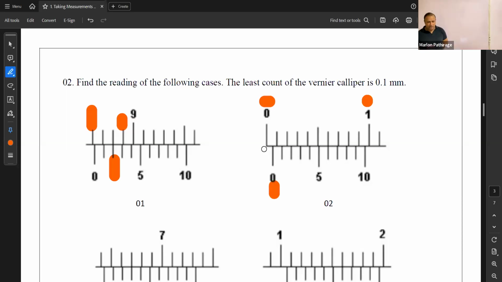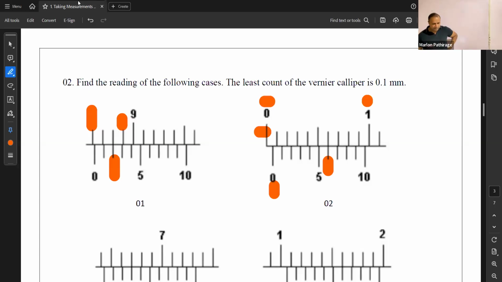I can read up to the 0th line, so the main scale reading is 0. Plus, what is the coinciding line? This one. Therefore, 0 plus 6 into 0.1, that means 0.6 millimeter. The second question's answer is 0.6 millimeter. Did you get my point?